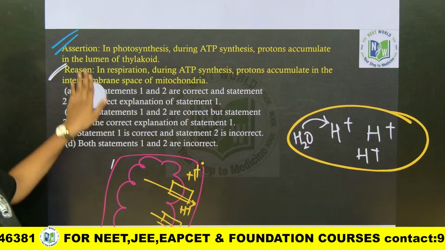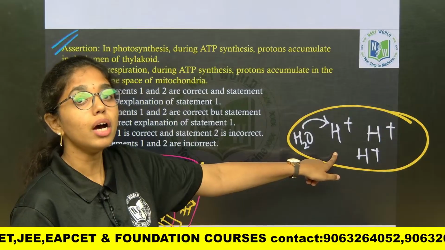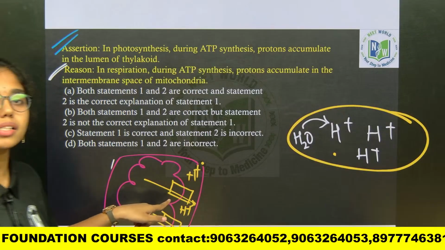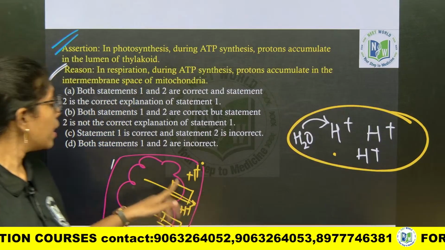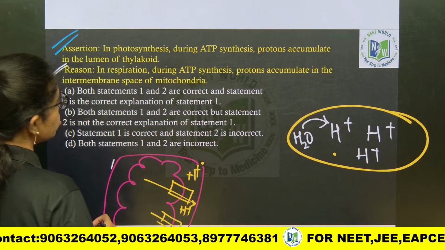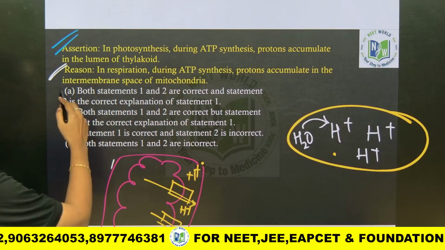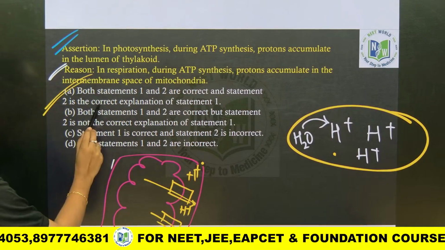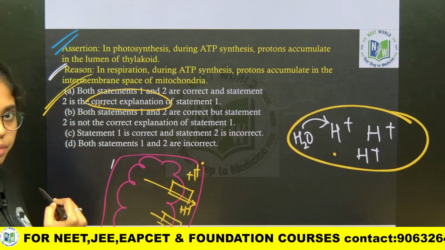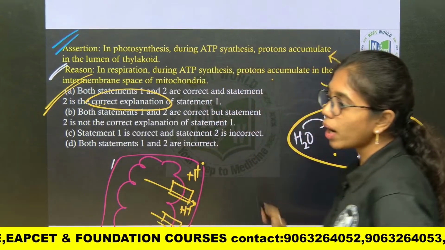Both the statements are correct, beta. In the thylakoid lumen protons get accumulated due to the photolysis of water, and in the intermembrane space of mitochondria the protons get accumulated because of what? Electron transport system. Clear, right? So what option do we have to choose? Both statement 1 and statement 2 are correct, but 2 is not explaining 1. Both of them are two unique statements. This is not an explanation of the assertion. So this is what we have to choose.